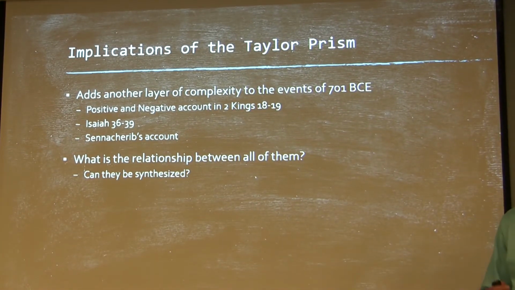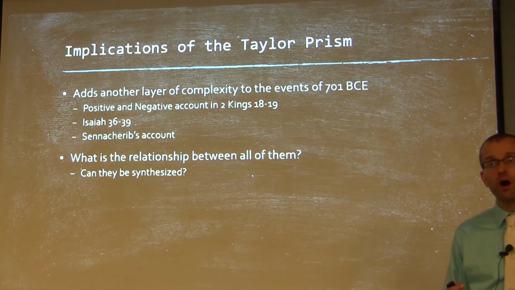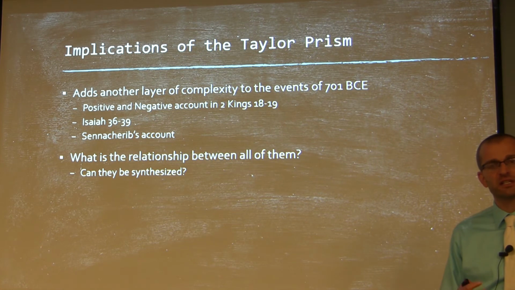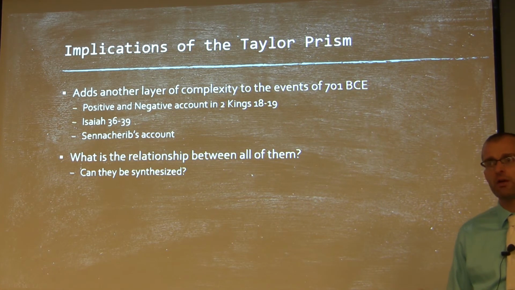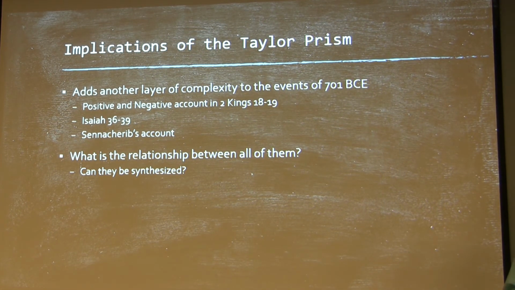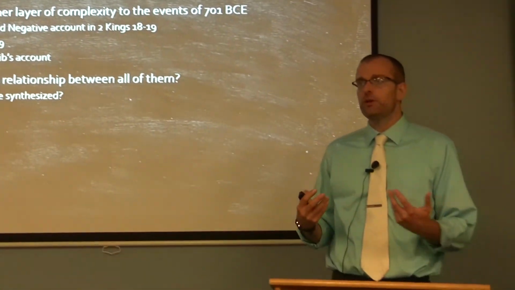We know that Hezekiah continued to be king. So we know that Sennacherib was unsuccessful up to a certain point. But how can all of these things be synthesized? Can they be synthesized? What are we doing here?